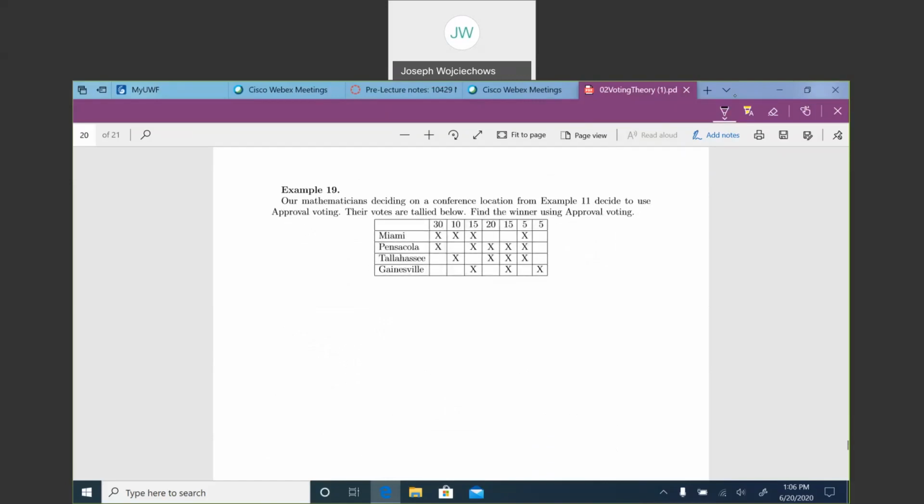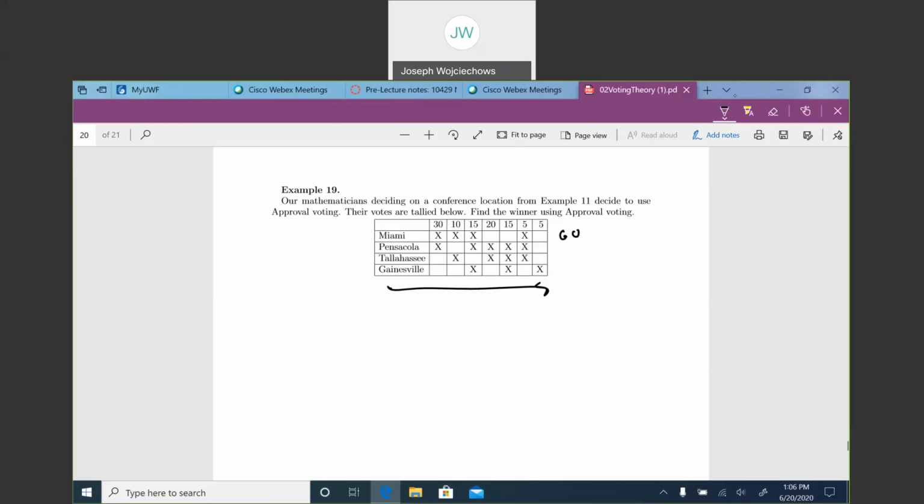So let's go back to our mathematicians. We're going to have the conference. So again, we've marked our preference table and we're going to add across this way. So here we have 30 plus 10 plus 15 plus 5, which is 60. And if you remember, Pensacola won this by one method, Miami won it by another.